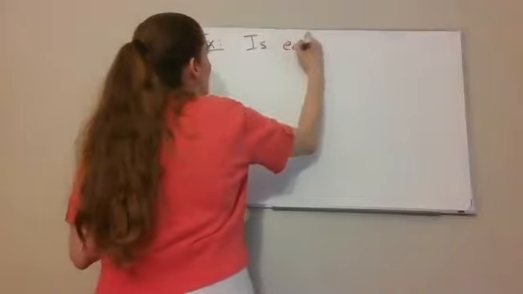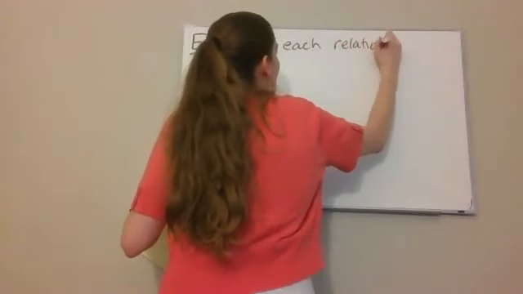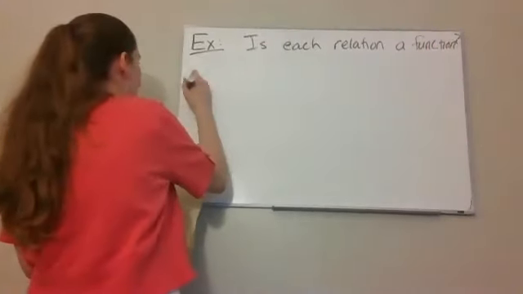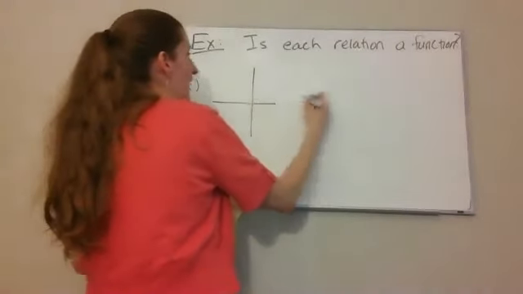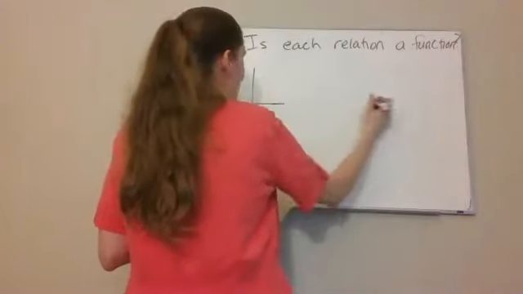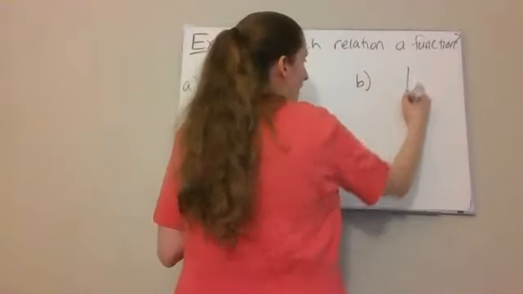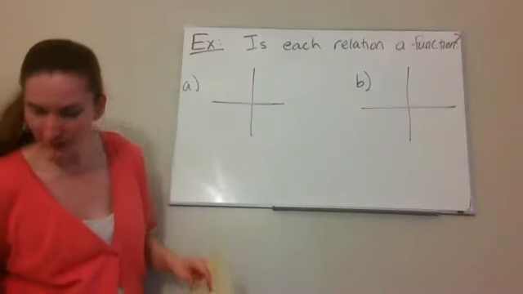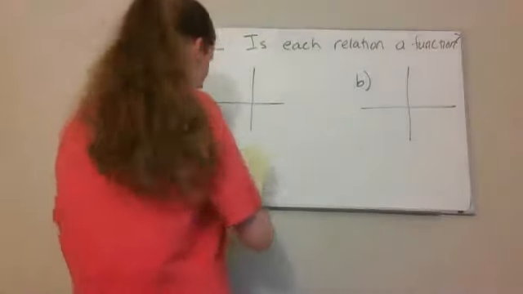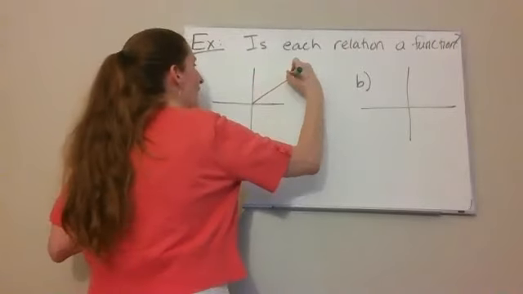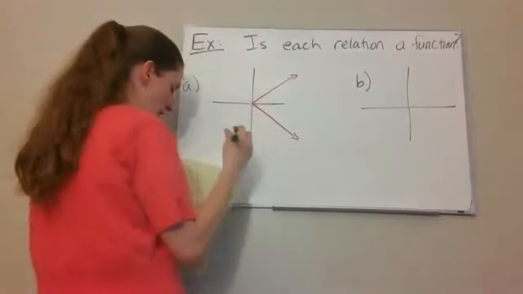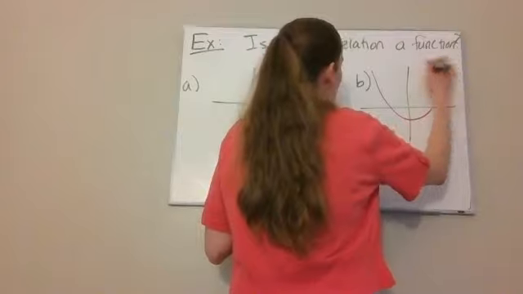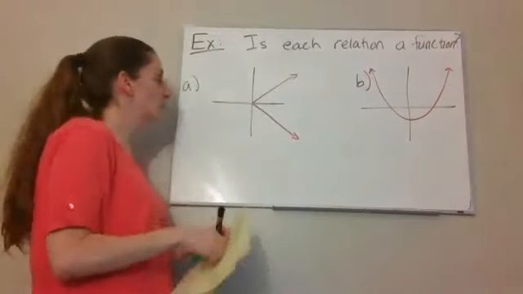So, is each relation a function? I'm going to have 3 different ones, but we're going to just start with A and B, and I'll do C after I erase my board. So I'm going to draw 2 graphs here, and I'm going to graph our relation, our potential function, in red. So for A, I'm going to have this relation, and for B, I'm going to have this relation. And let's start with A.